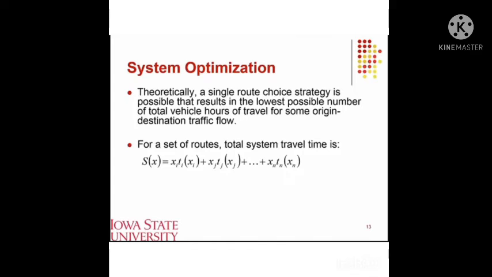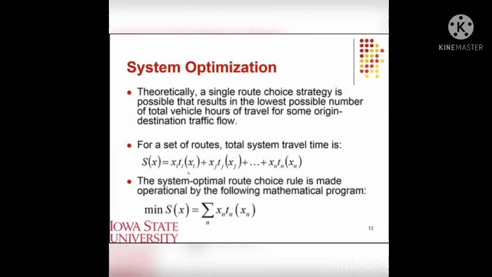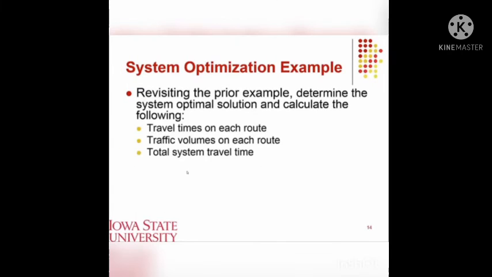So, stated mathematically, we can return to our total system travel time function that was presented in the previous slides. We have a number of different routes, each with their unique volumes and travel times. And if we simply pick that function and minimize that, that will then deliver us a system optimal solution, and so we know the volumes and travel times on each of those respective routes. And so we'll return to the prior example problem and calculate those exact same quantities: the travel time, traffic volumes, and the total system travel time.